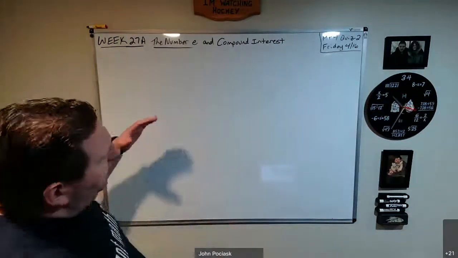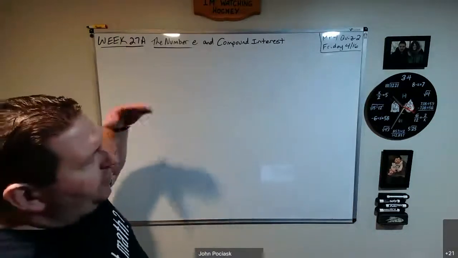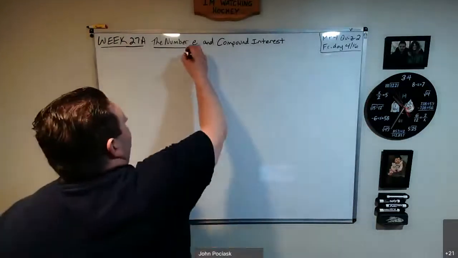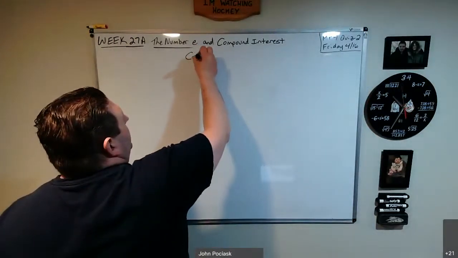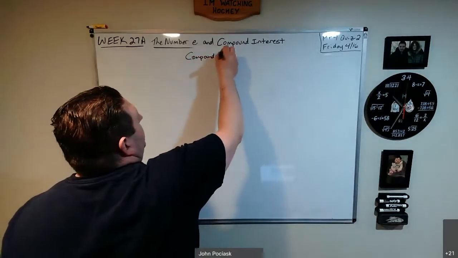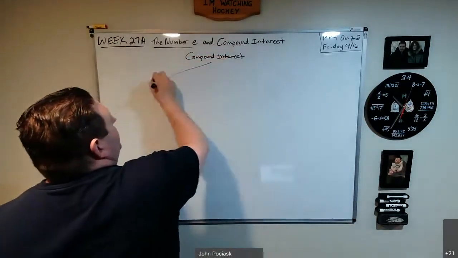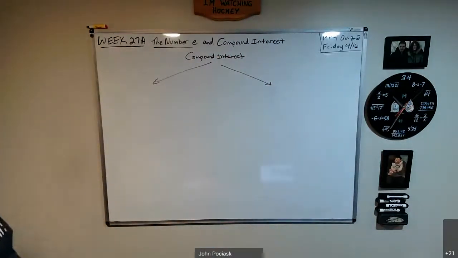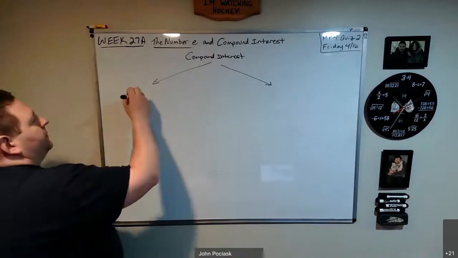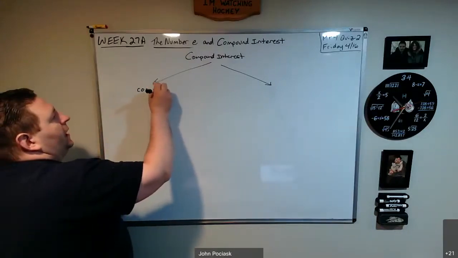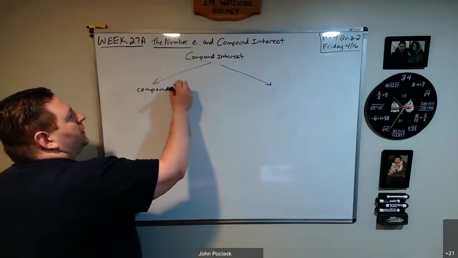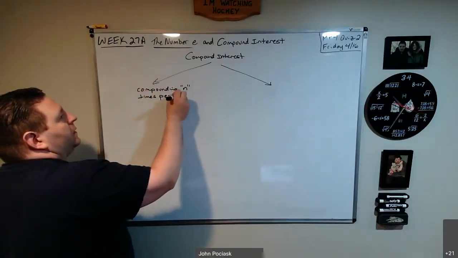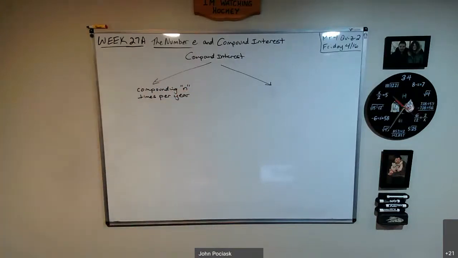So if you're at kind of at the bottom of your notebook paper, you might want to flip to the next page. This is going to take up a little bit of room. I want you to write in the middle of the page compound interest, and then we're going to break it into two categories. You've got compounding n times per year, okay, a certain amount of times per year.